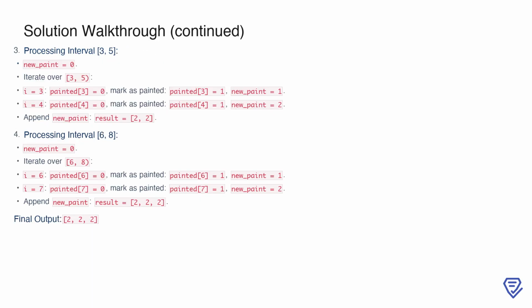Next, we handle the second interval, 3, 5. Again, we start with new_paint as 0 and iterate through indices 3 and 4. Both indices are unpainted, so we mark them as painted and increment new_paint to 2. Appending this value to result gives 2, 2. Finally, for the third interval, 6, 8, we iterate through indices 6 and 7. Both are unpainted, so we mark them as painted and increment new_paint to 2. After appending this value, the final result for this example is 2, 2, 2.